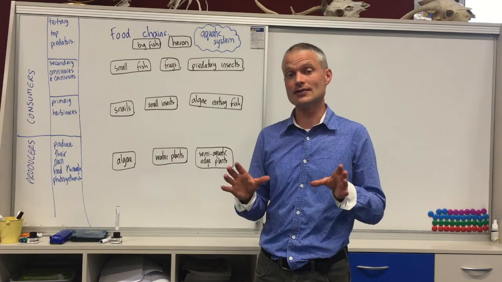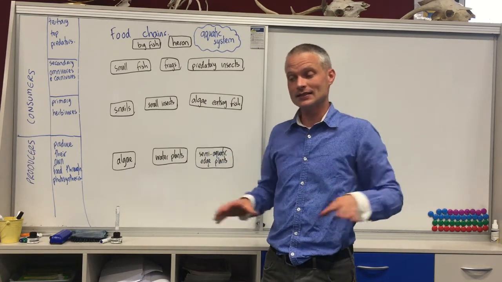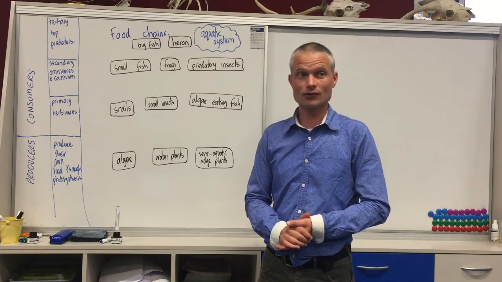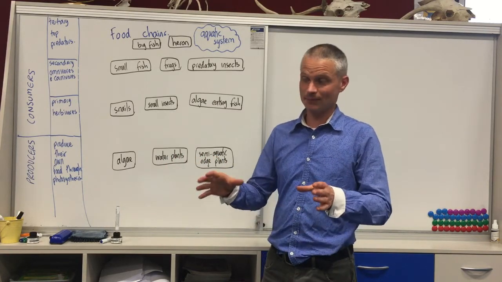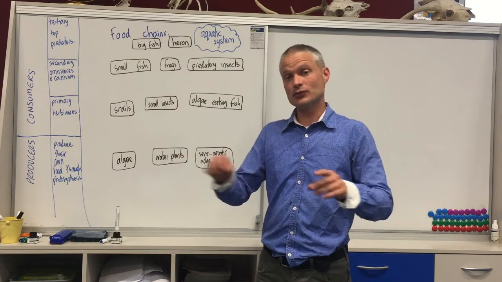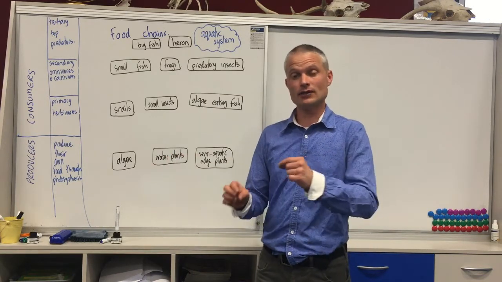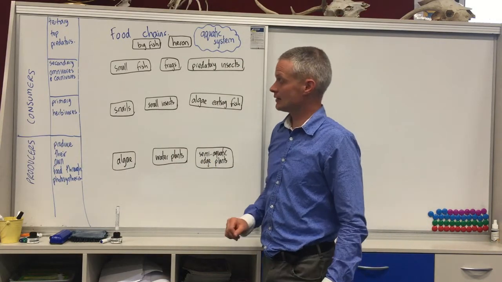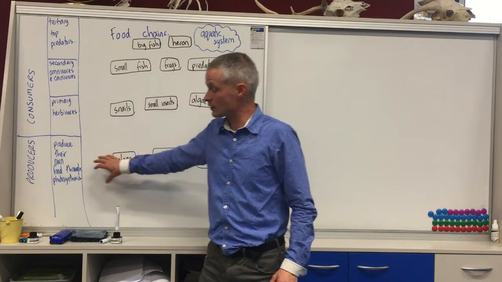So when we're looking at an ecosystem, we're looking at a particular defined system like a pond or a river or a lake or a meadow, and within that particular system, what are the different animals and plants that are in it and what eats what. And we organize the food chain with the producers along the bottom.